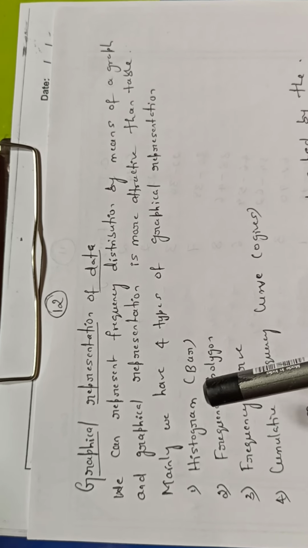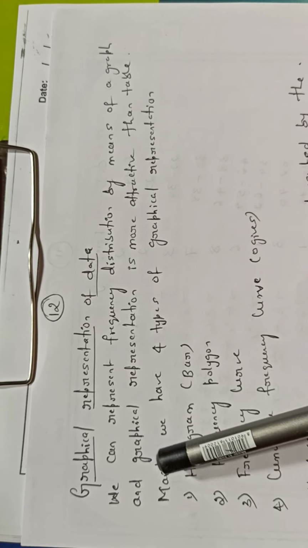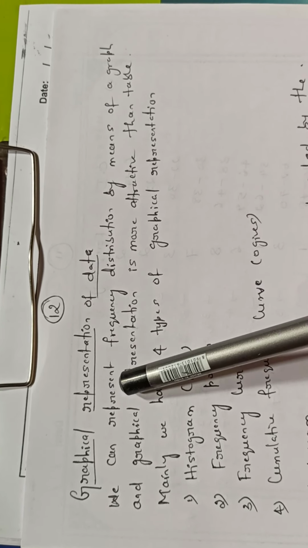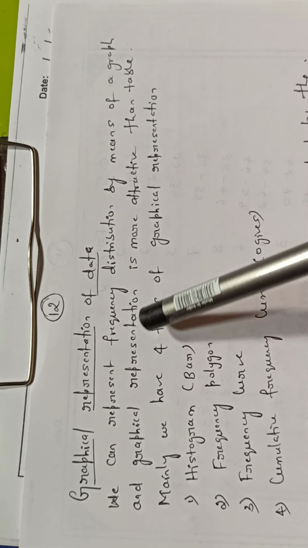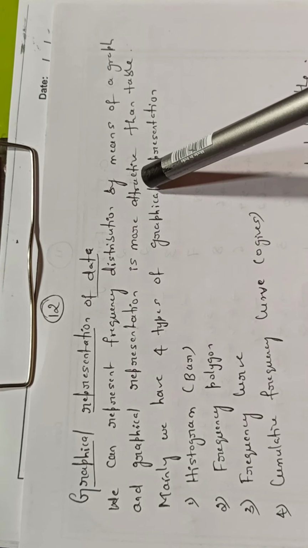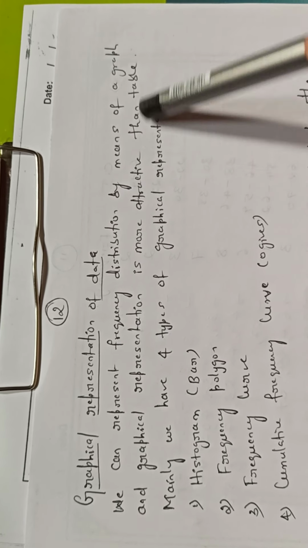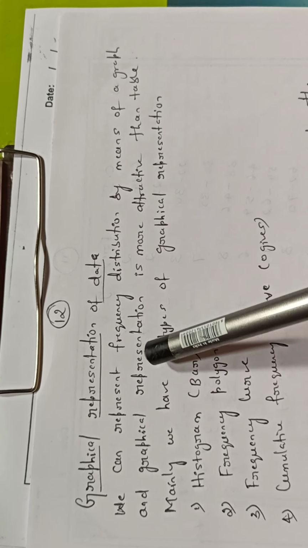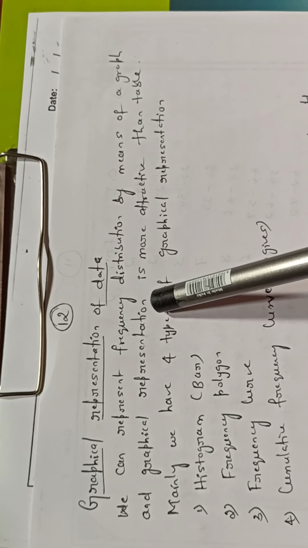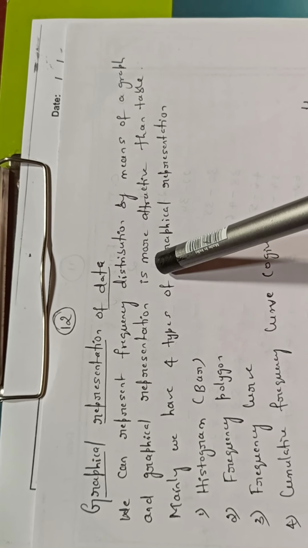So in this video, we are going to study the graphical representation of data. We can represent frequency distribution by means of a graph, and graphical representation is more attractive than a table. So you can see here, if you represent the statistical data in the form of a graph, that will be more attractive and very easily understandable than the table. That is the meaning of this sentence.